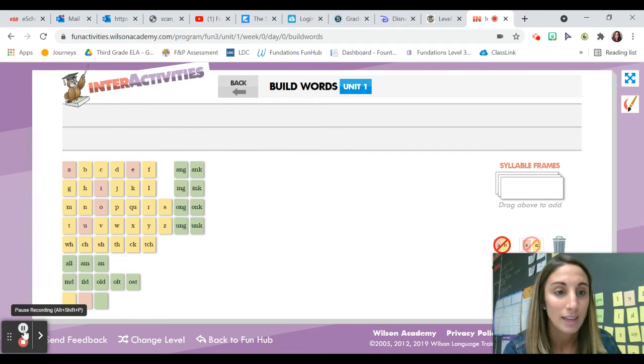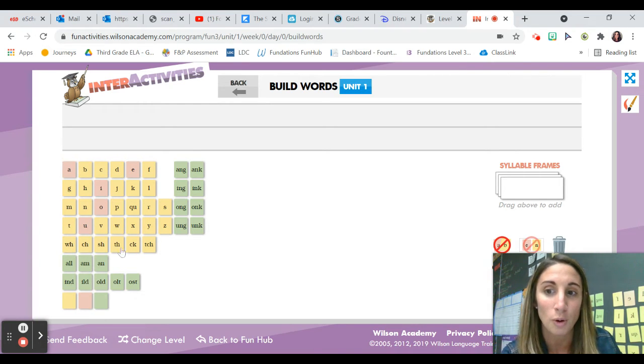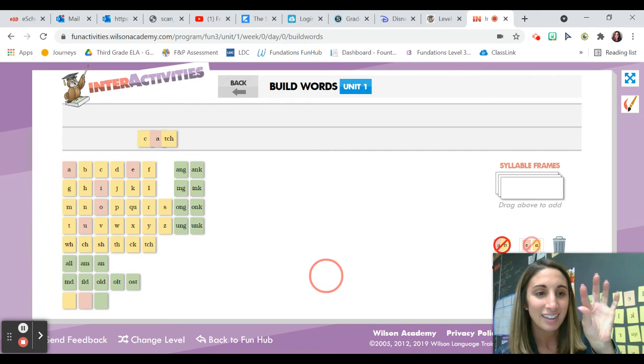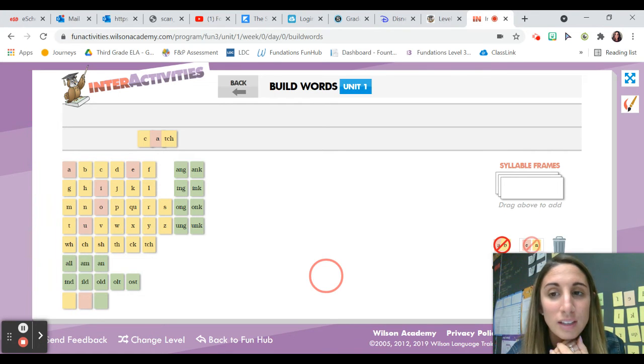Okay? You may have noticed, if you've been very observant, that in our digraph row on these cards, there's something that you haven't learned yet, and that would be this card right here. So I'm going to build a word. Can you tap it with me? Let's try it. K-a-ch. K-a-ch. Catch. So I had to catch the ball.